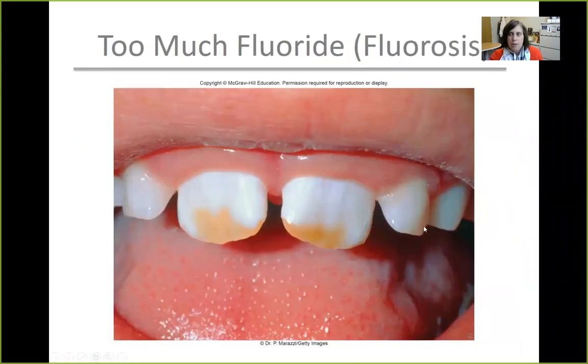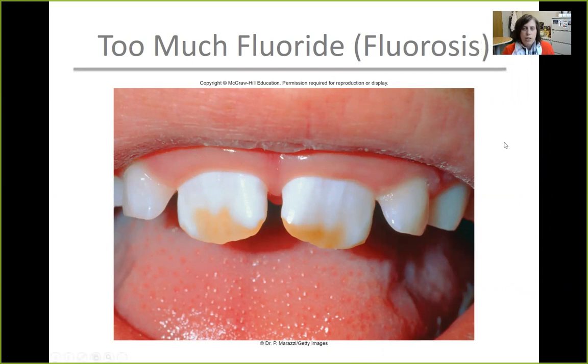You can get too much fluoride. Too much fluoride can lead to discoloration of the teeth. Now, this really isn't harmful, but it can be aesthetically unpleasing. So there is a concern of getting too much, but like I mentioned, what's in the water supply really is highly regulated to ensure people aren't getting too much.